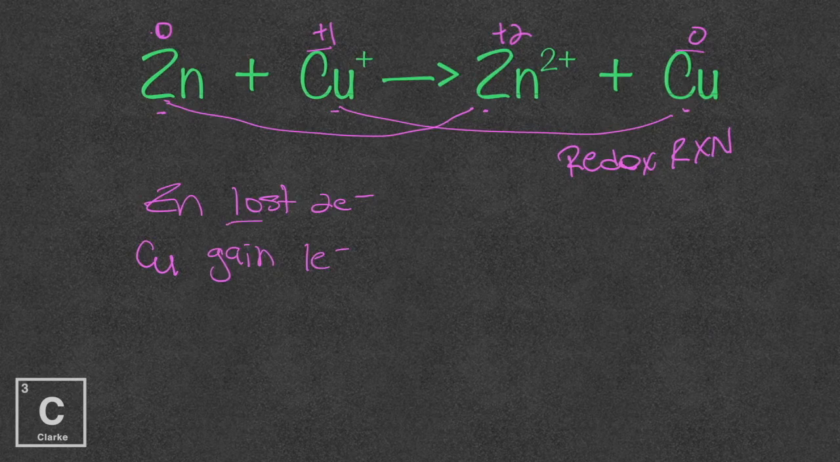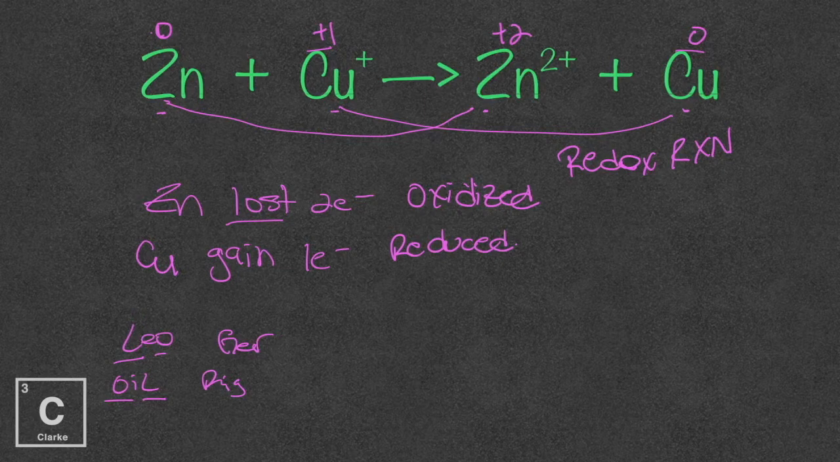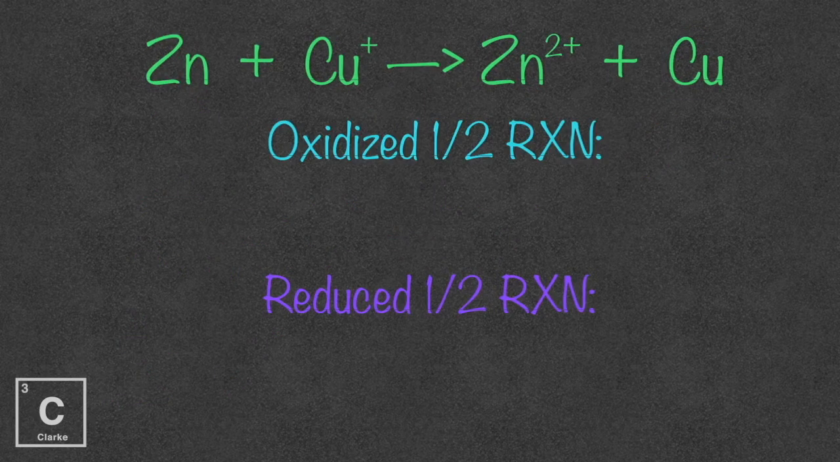Now remember, we've got 2 mnemonic devices. Leo the lion goes grr, or we've got oil rig. Whichever one you like, loss goes with oxidation. So zinc, since it's losing 2 electrons, is being oxidized. And copper is gaining electrons, so it is being reduced. So when we look at those half reactions, we'll look at them as the oxidized portion and the reduced portion.